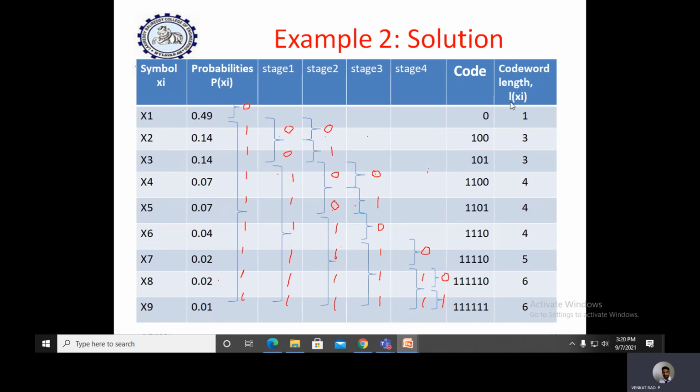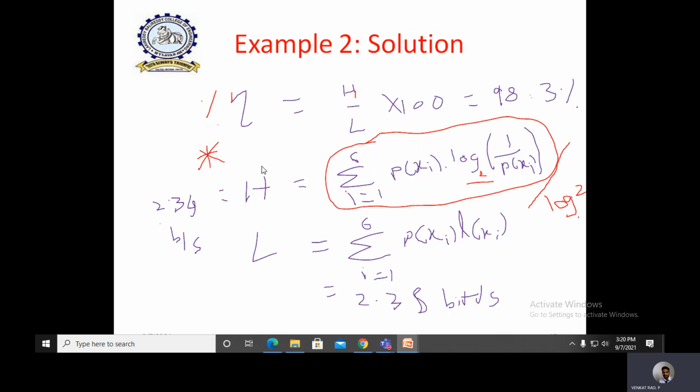So this is the code word length, that is L of xi. xi is the symbols, P of xi is the probabilities, and L of xi is the length of the code word. Length of the code word means the number of bits. How many bits for x1? 1. How many bits for x2? 3. How many bits for x4? 4, and so on. So based on this L of xi and P of xi, we have formulas.